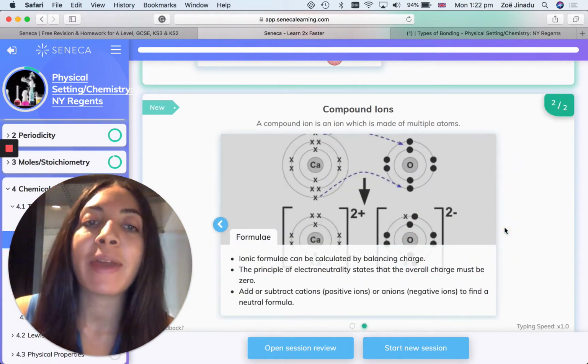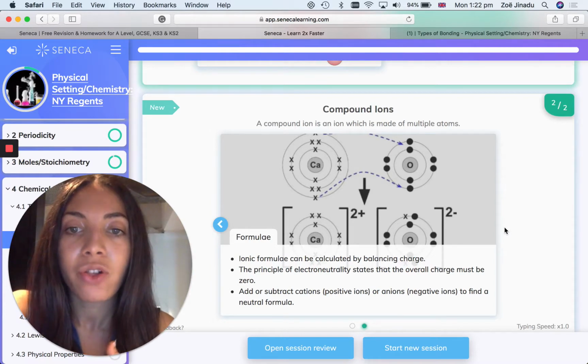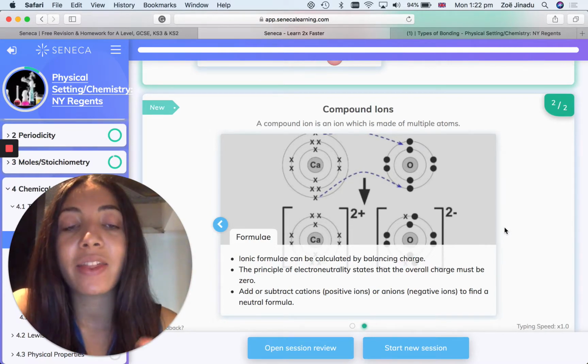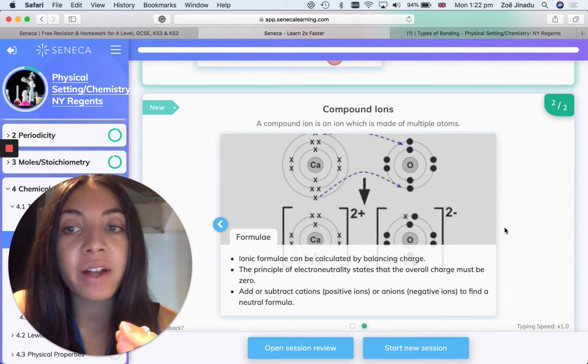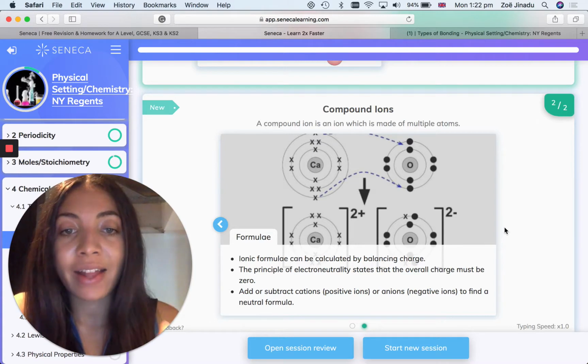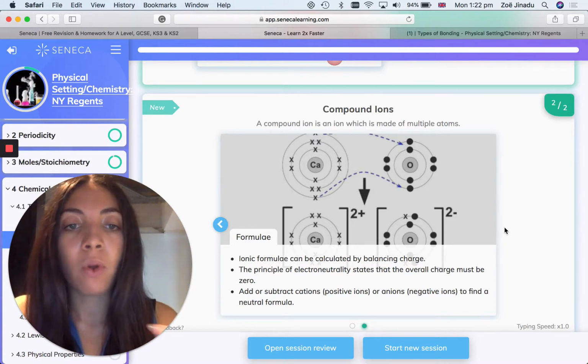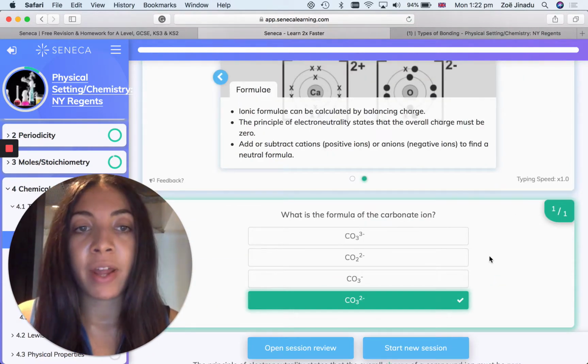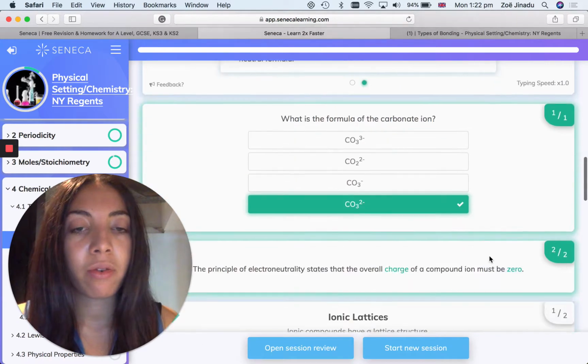Ionic formulae can be calculated by balancing charge. The principle of electroneutrality states that the overall charge must be 0. Add or subtract cations, positive ions, or anions, negative ions, to find a neutral formula. What is the formula of a carbonate ion? CO3 2-.